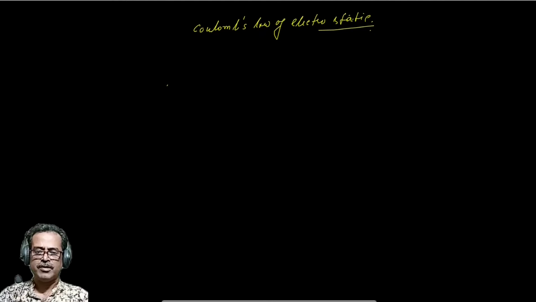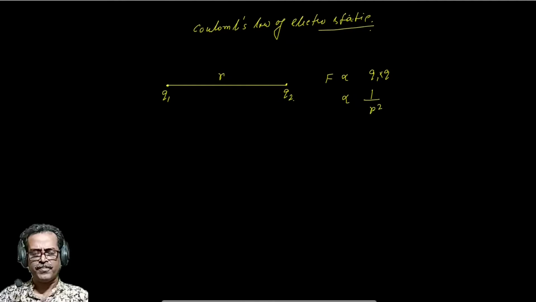According to Coulomb's law, if two point charges q1 and q2 are separated by a distance r, then the force is proportional to the product of the charges and inversely proportional to the square of the distance between them. This is very similar to Newton's law of gravitation, but the constant is different. F is equal to 1 by 4 pi epsilon 0 into q1 q2 by r square. This is a constant of proportionality.